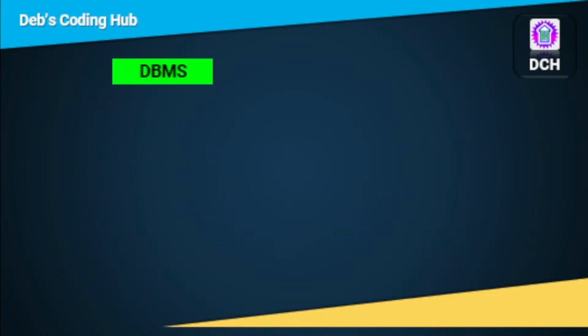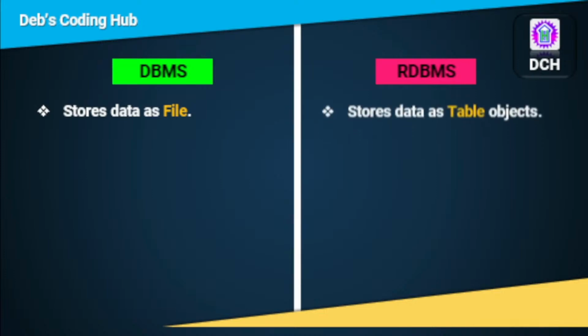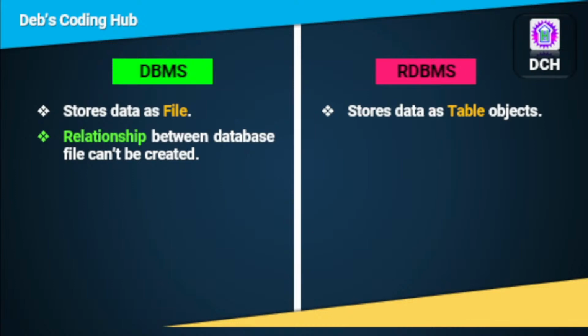Now let us see the difference between DBMS and RDBMS. DBMS generally stores data as a file. As I have given the example, dBase II saves the data in a .dbf file, so every file is a database. But RDBMS stores data in table objects. So RDBMS stores and manipulates data as a collection of objects. Table is the primary object where data is stored. Relationships between databases cannot be created in DBMS, which can be done in RDBMS.